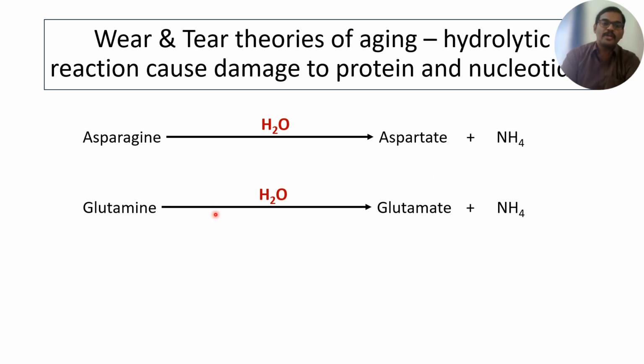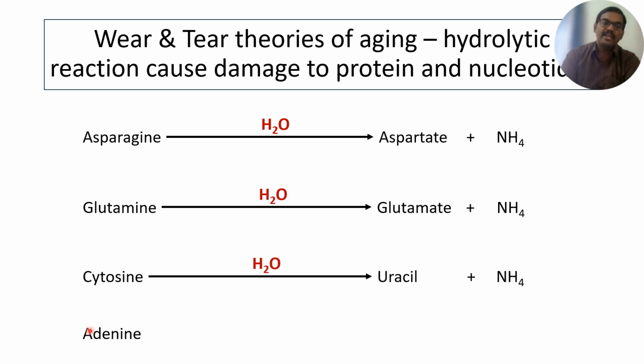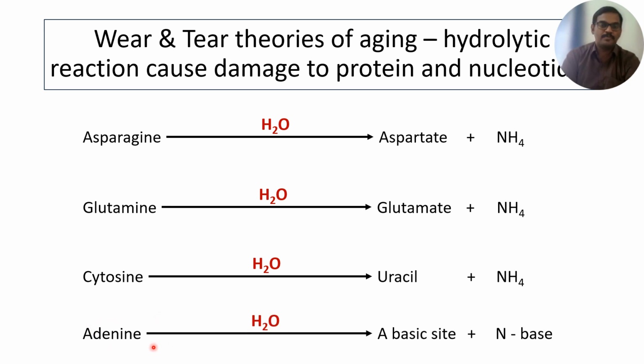Next, coming to nucleotides. By the hydrolytic reaction by water, which nucleotides are affected? The nucleotides which are affected are cytosine and adenine. In case of cytosine, we remove the amino group, so it will get converted to uracil. In case of adenine, when I add water, this adenine will split to form ribose 5-phosphate and its corresponding nitrogenous base. So this is how nucleotides get converted. So the DNA structure is affected, and that will result in aging.